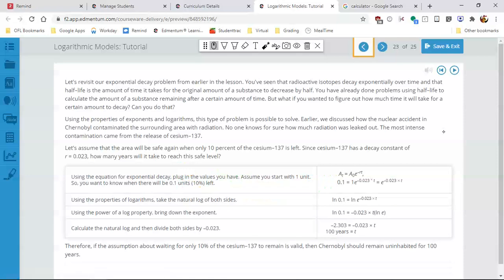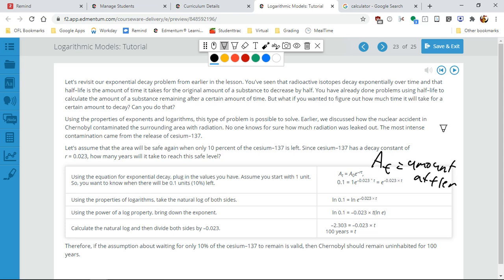So you guys might want to write this formula down. If you guys need some help, this AT represents amount after. I do not know how to spell after, apparently.